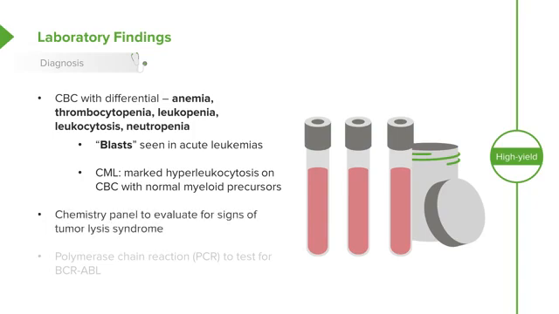Also, in patients where we suspect they might have leukemia, we often will check a chemistry panel to look for signs of tumor lysis syndrome, such as a high potassium or high phosphate. So we will check that, but that's not a great diagnosis mechanism, though rarely you may see it. Also, if the patient specifically had CML, we could look for the BCR-ABL gene. That's usually a little bit later on.